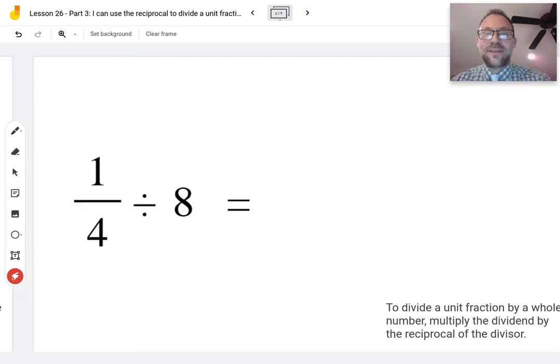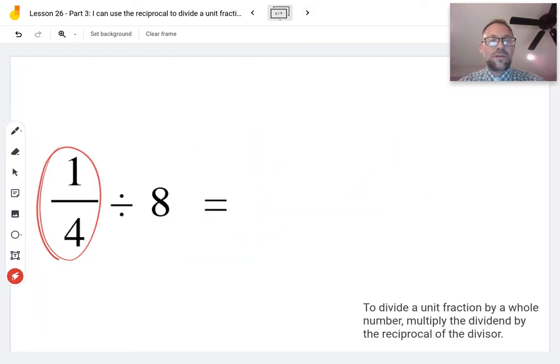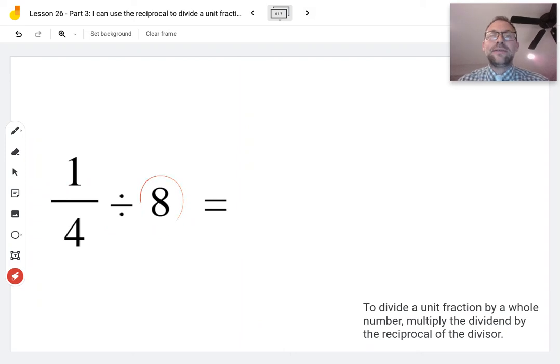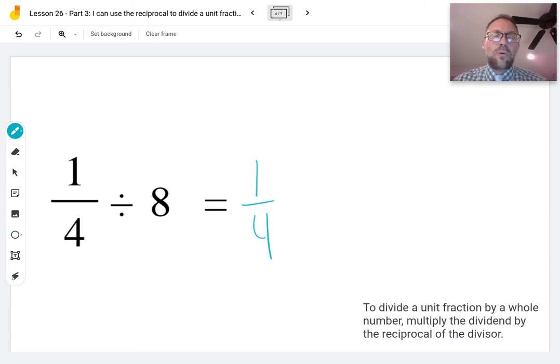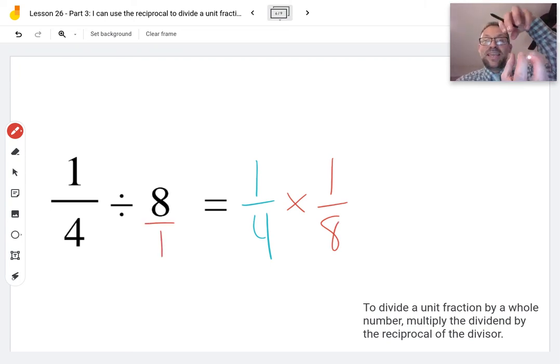You want to try another one? Let's do it. Here we have 1/4 divided by 8. Well, let's start by rewriting 1/4. Now, what are we going to turn the division symbol into? Yes, multiplication. And what is the reciprocal of 8? Yes, it's 1/8. Because if we write 8 as a fraction, it's 8 over 1. And taking 8 over 1 and turning it on its head like that makes it 1/8.